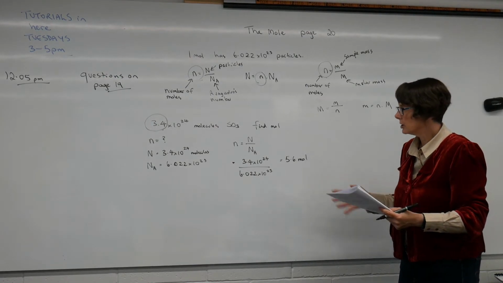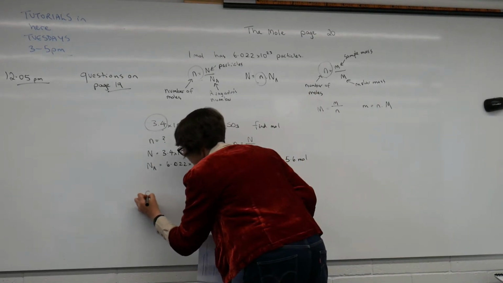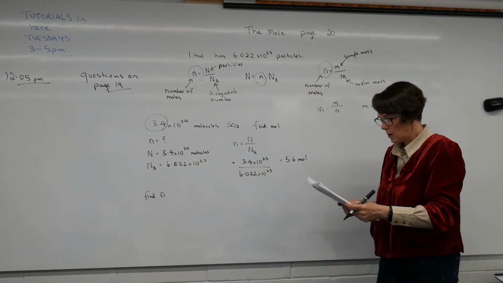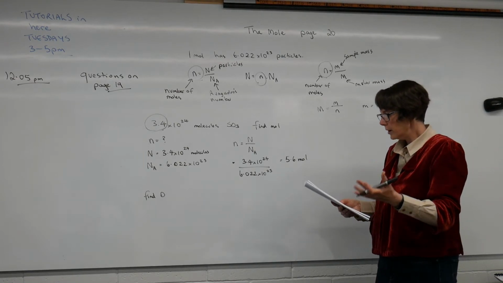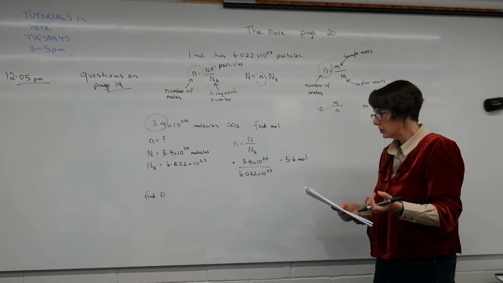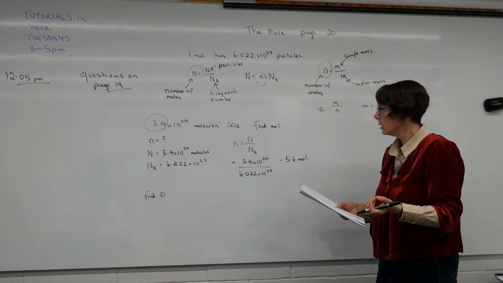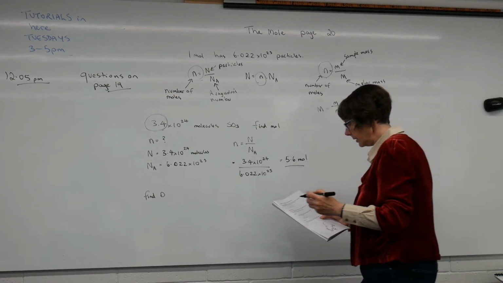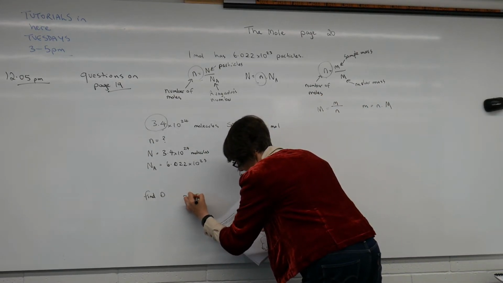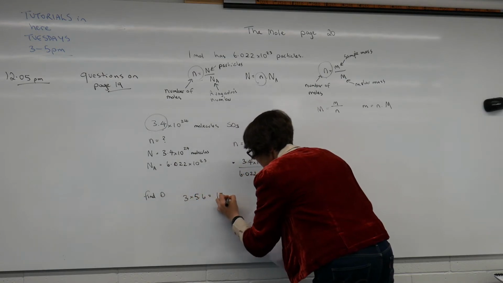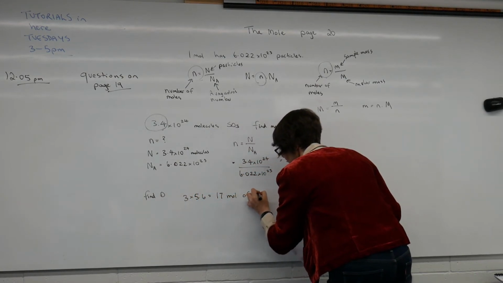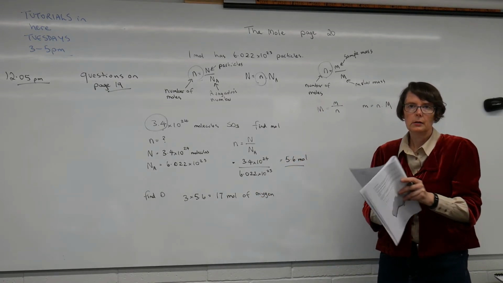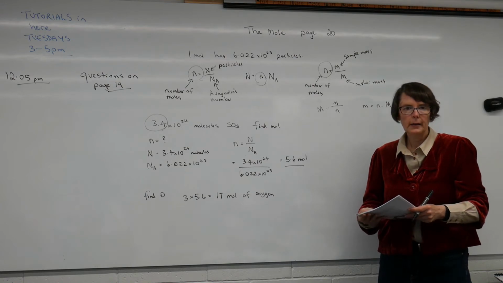The second part of the question, we wanted to find the oxygen, and it's just oxygen atoms, not oxygen the gas, so it's just O. For every mole of sulfur trioxide, we have 3 moles of oxygen. So we just need to multiply this answer here by 3, which then gives me 17 moles of oxygen atoms. Any questions about that?